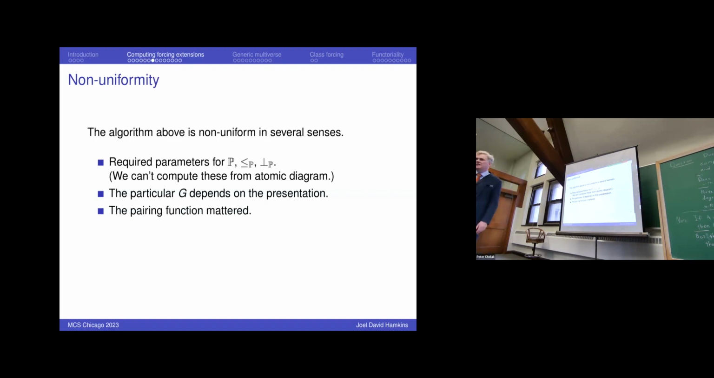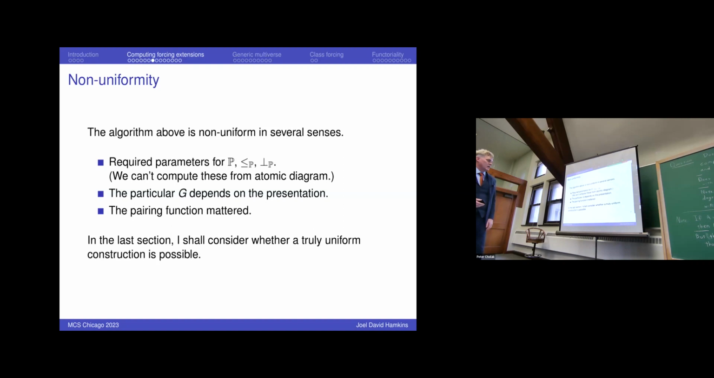Also, this irritating thing about the pairing function: it matters which pairing function you use. Actually, in a sense, the pairing function isn't part of the model, and so I can use whatever pairing function I want. The model has sets that represent the pairs for all the different notions of pairing. They're all definable in set theory, and the Kuratowski is one of them. So maybe this doesn't quite belong on this list, because I can pick the index that's using that pairing function. It's not part of the model, it's just part of the algorithm. Okay, in the last section of the talk, I'm going to consider whether true uniform construction is possible.